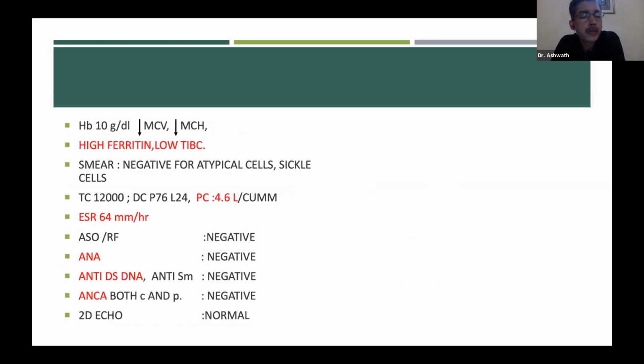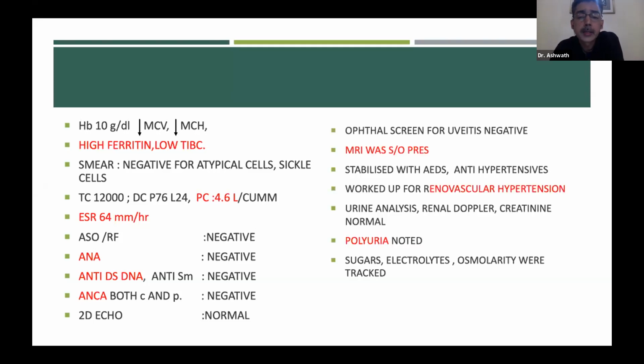When we proceeded to investigate, we found that he had anemia of chronic inflammation in the form of low MCV, low MCH, low hemoglobin, along with high ferritin and total iron binding capacity. The smear was negative for atypical cells and sickle cells. Platelet count was normal, making SLE less likely. There was definitely ongoing inflammation in the form of elevated ESR. Surprisingly, all the workup for vasculitis that we could think of was normal. A 2D echo was also negative for infective endocarditis.